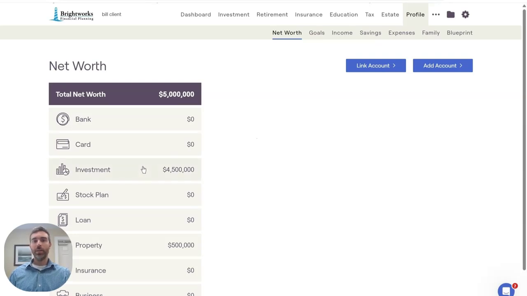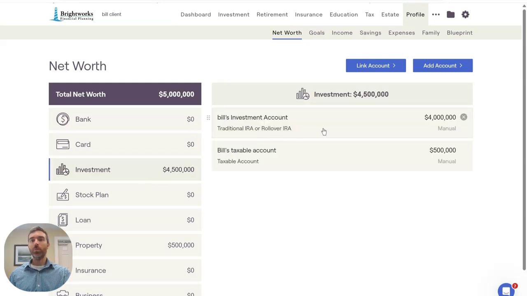So what we have here is Bill has a net worth of exactly $5 million. He's 50 years old. He wants to retire at 55. So I'm showing you a snapshot of where he is now. He has $4 million in a tax deferred account. In this case, it's going to be a traditional IRA. And he also has $500,000 in a taxable brokerage account. Now, we have a property here as well, but I want to focus more on these assets that are going to be utilized in retirement, which is the $4.5 million.